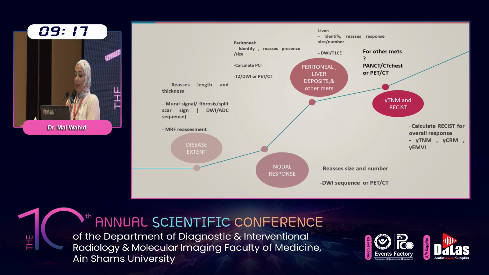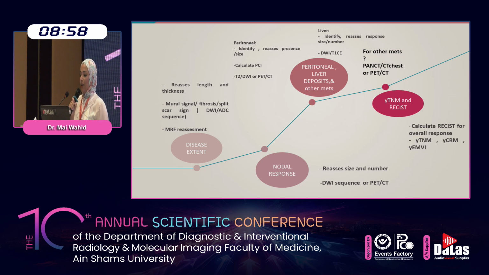And we are going to reassess the nodal response to the CRT, chemoradiotherapy, reassess the size and number, also in the diffusion sequence. And the peritoneal liver deposits and other mets. Here we can use also the PET-CT or the PAN-CT.